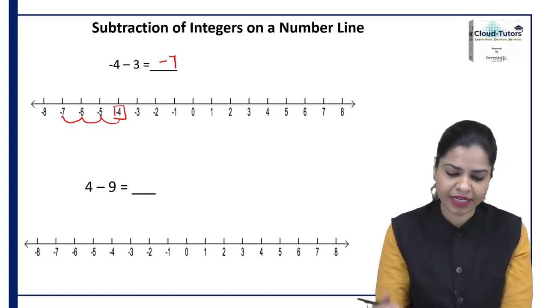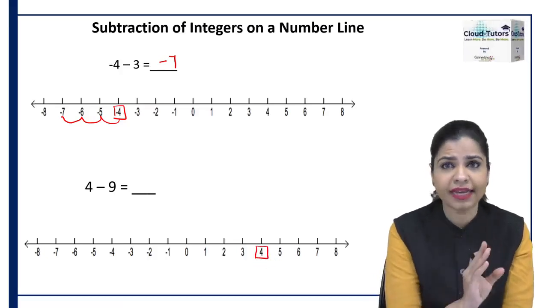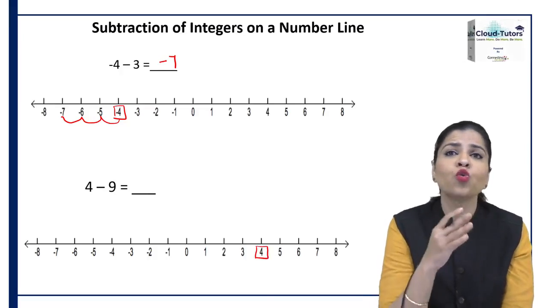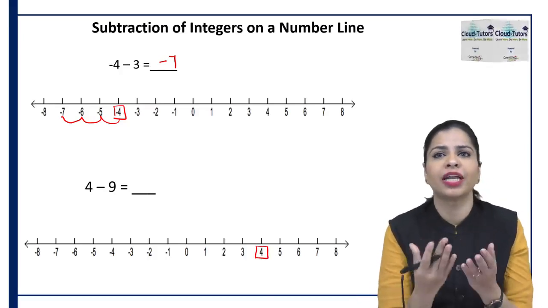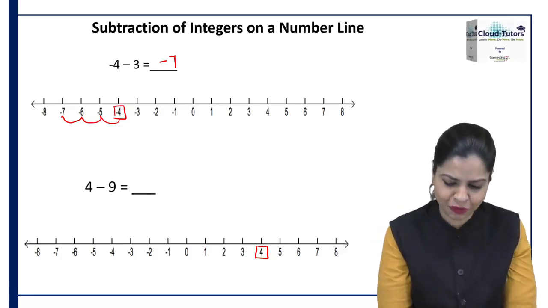Here the starting point is 4. Now it is negative 9. Okay, so you have to move 9 positions in which direction? Right or left? Correct. So let's move.